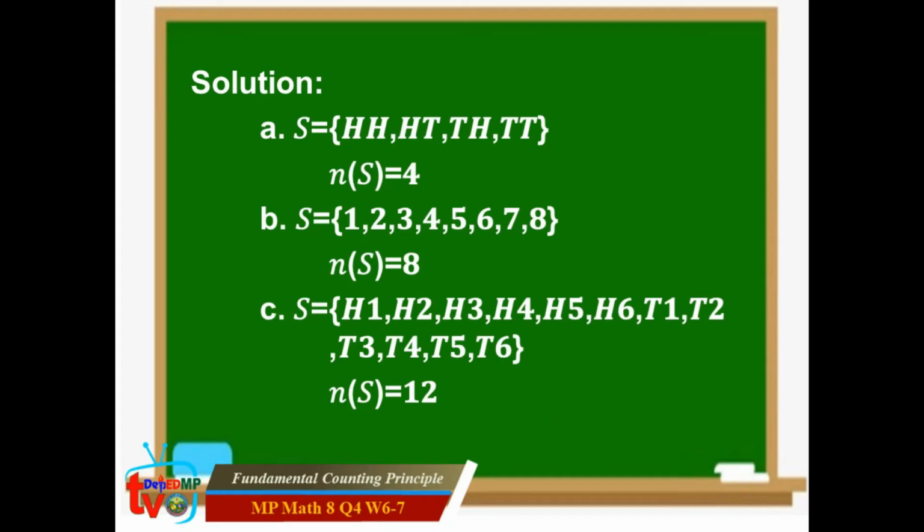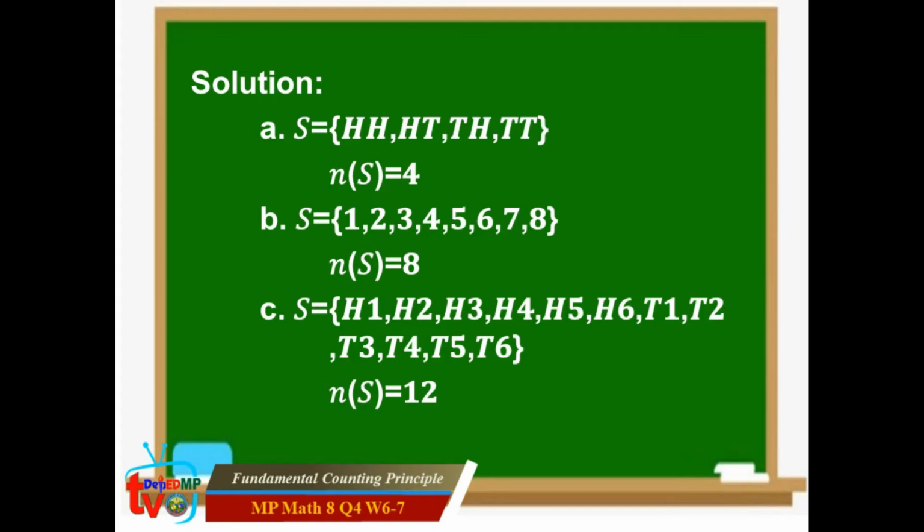For letter A, S is equal to the possible outcomes: head-head, head-tail, tail-head, and tail-tail. So, n(S) is equal to 4. For letter B, S is equal to the possible outcomes: 1, 2, 3, 4, 5, 6, 7, and 8. So, n(S) is equal to 8.